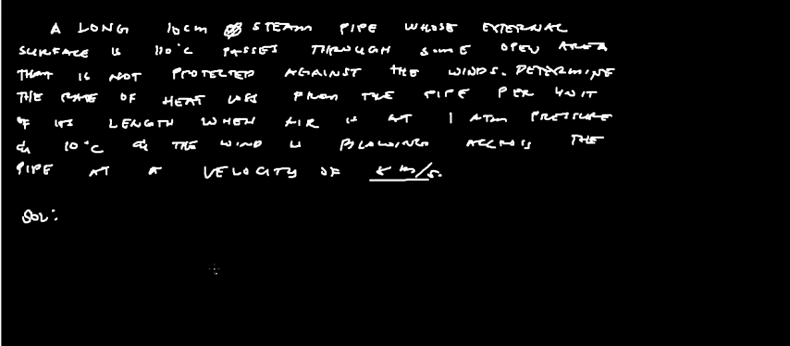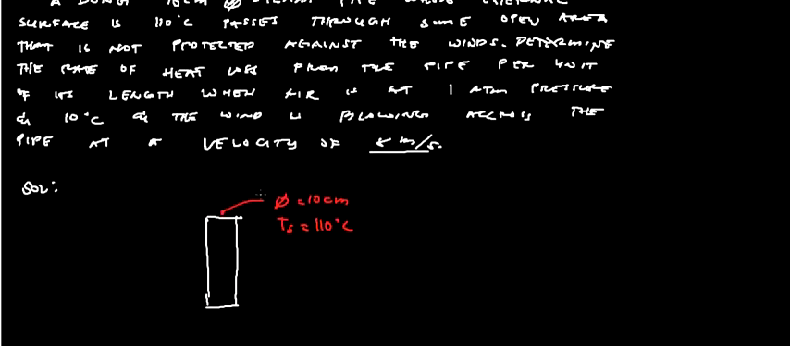So say this is your pipe. And this is a long pipe supposedly, and it has a diameter of 10 centimeter, whose external surface temperature is 110 degrees Celsius. It passes through some open area that is not protected against the wind. So there is a wind flowing through this area.